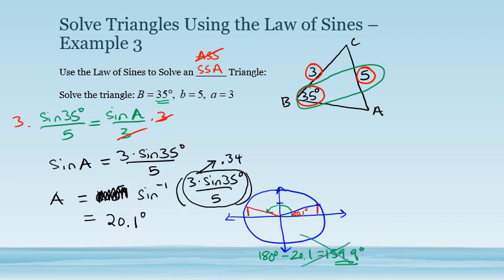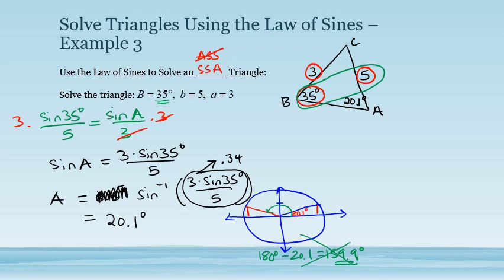Now, I'll be honest with you, I wouldn't have gone through all this work if there weren't the possibility in later examples that we will have to consider this other option. So keep that in mind as we move through the slides. For now, however, I'm just going to say that angle A is 20.1 degrees.